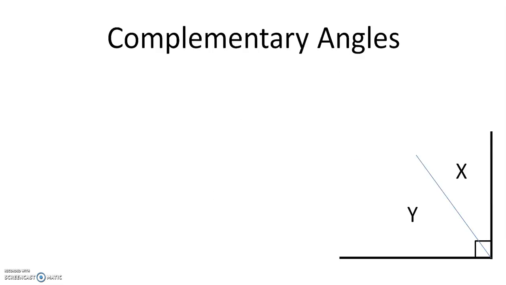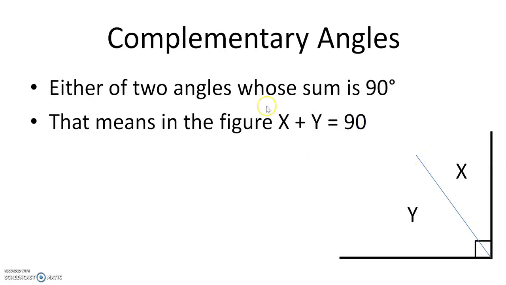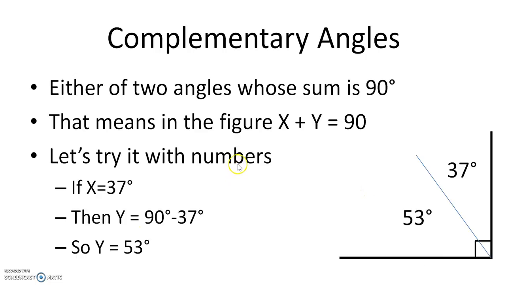First thing we're going to go over is the complementary angles. Pretty easy. Two angles whose sum is 90 degrees. You have a right angle, which is 90 degrees, and we know because of this symbol right here. And we have angle X and angle Y. So the two of those equals 90. Pretty easy. So let's try it with numbers. If angle X is 37, then Y would be 90 minus 37, which would be 53 degrees.